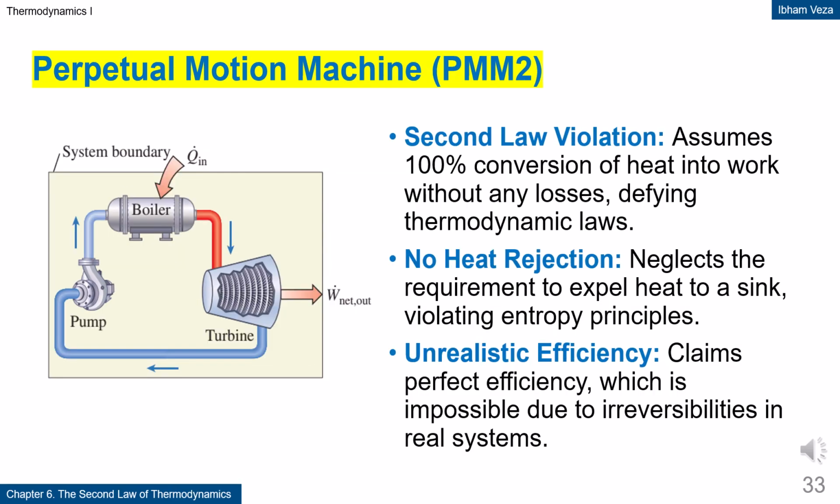Perpetual motion machine, PMM2. A perpetual motion machine of the second kind claims to convert all heat into work. Such a machine does not reject any heat to a cold reservoir. This claim violates the second law of thermodynamics. Even though it does not violate the first law, it is still physically impossible. This shows that the second law provides additional restrictions beyond energy conservation.